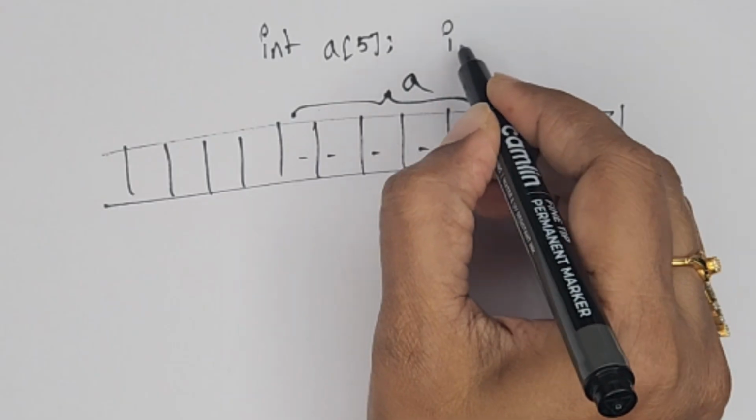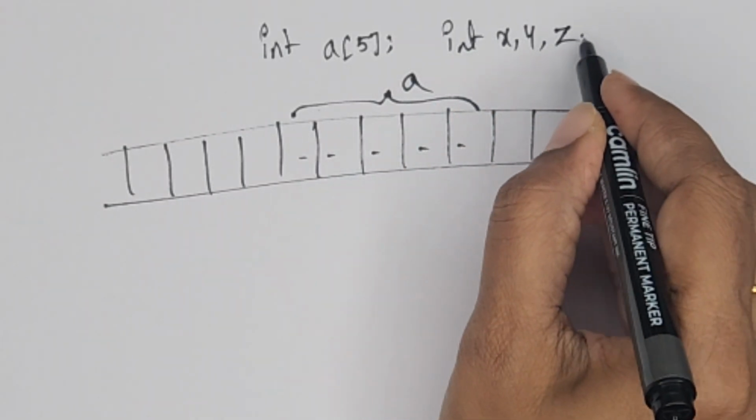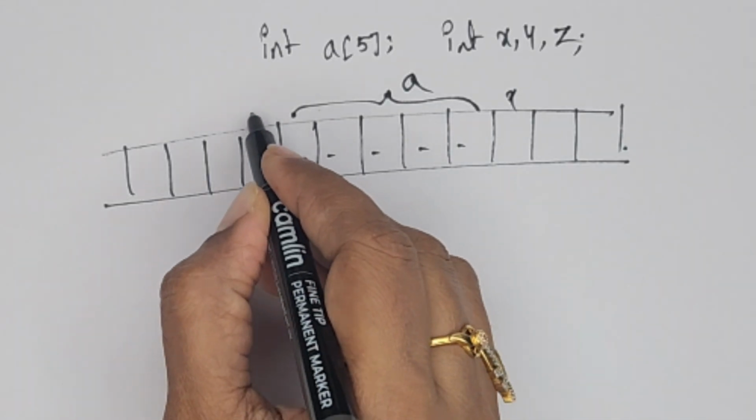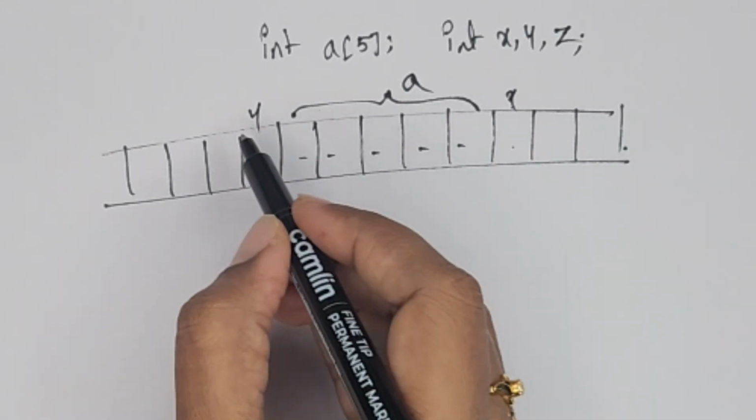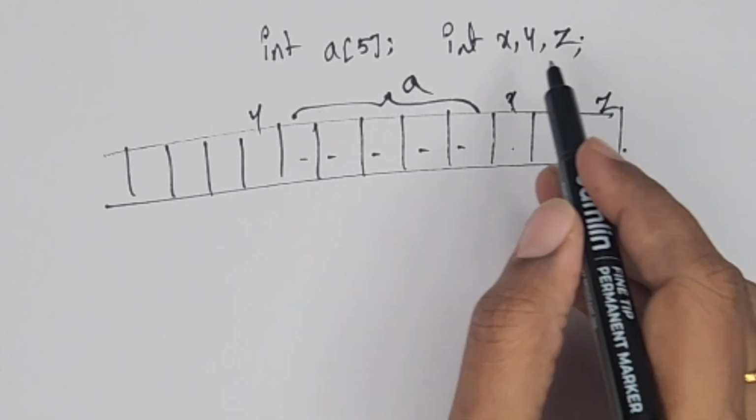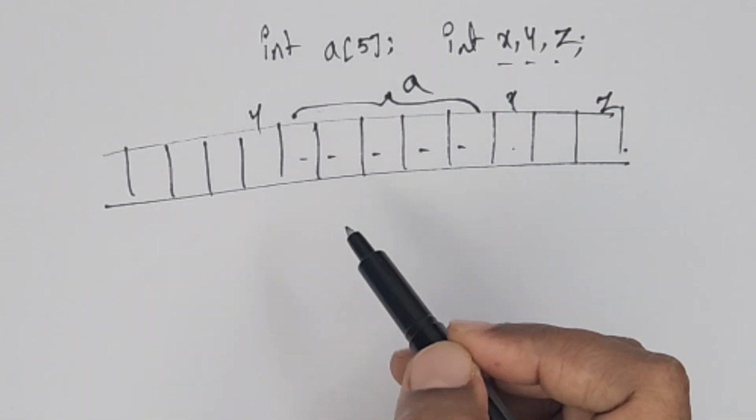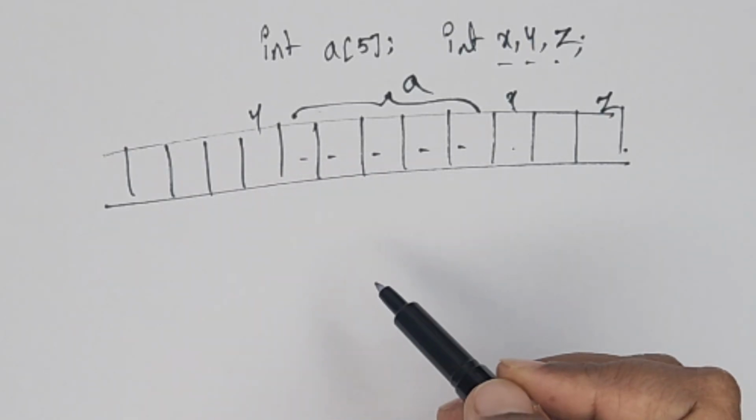Fine. Now I am going to allocate memory for X, Y, Z. Somewhere it allocates. Just assume for X it allocated memory here, Y allocated memory here, Z allocated memory here. Not continuously, because these are normal integers, not an array. This is one array, so for an array it allocates continuous memory.